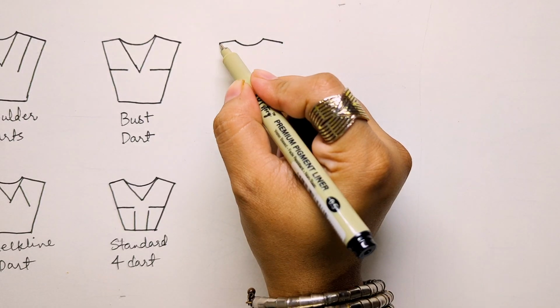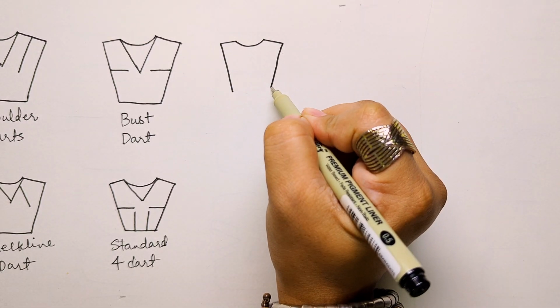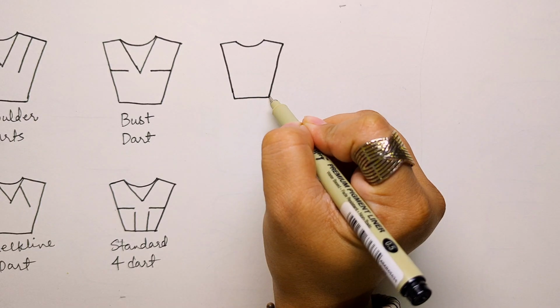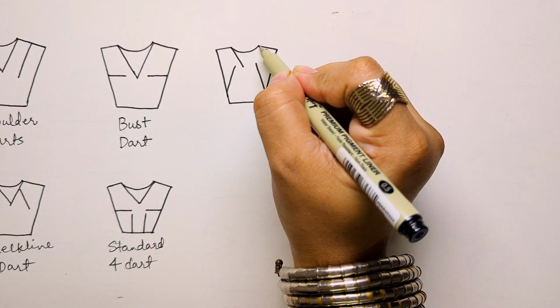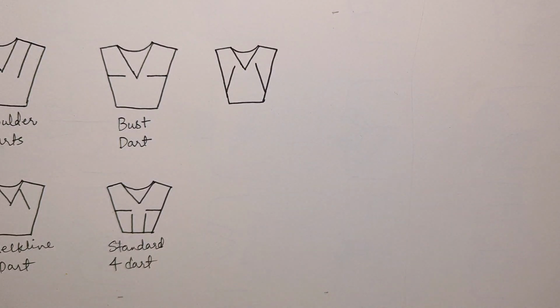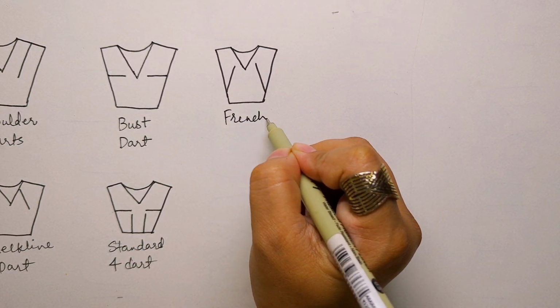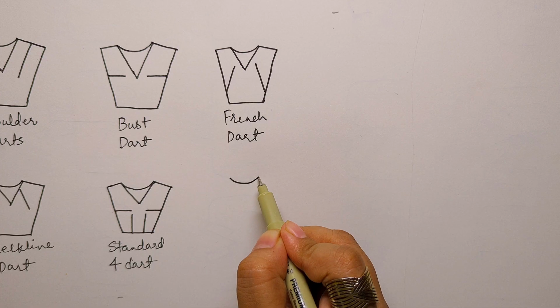So next is a French dart. This dart begins from the side seam close to the waistline and runs diagonally towards the bust. It's both functional and decorative, providing shape and a graceful design. This dart creates a beautiful contour often seen in elegant dresses.